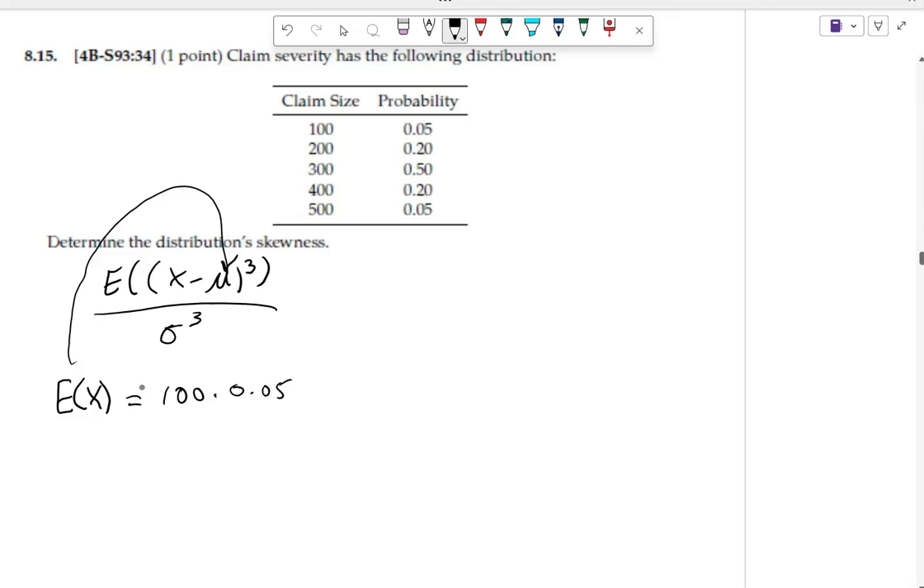So I take 100 times 0.05, 200 times 0.2, 300 times 0.5, 400 times 0.2, 500 times 0.05. Did anybody do that already? Thank you. Saves me brain power from doing it in my head. Actually, I guess technically I do have to do the expected value of x squared anyway because I need to do my sigma.